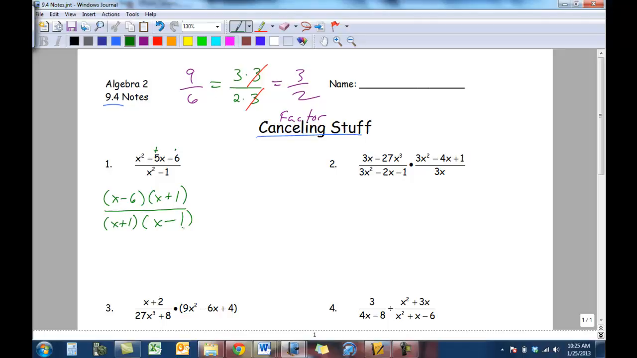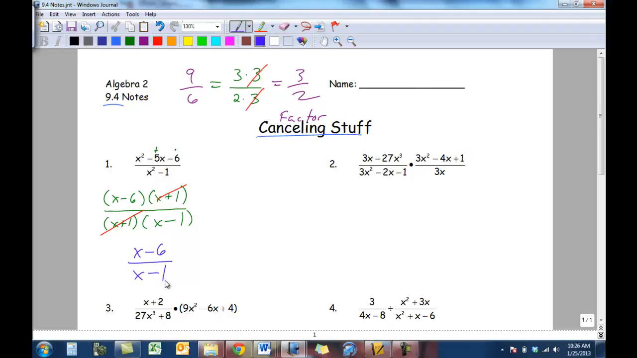Factor the top, factor the bottom. And then once you're done factoring, you see if anything can cancel. Now, there's an x plus 1 up top, there's an x plus 1 downstairs. The x plus 1s can cancel, so our final answer here is x minus 6 over x minus 1.